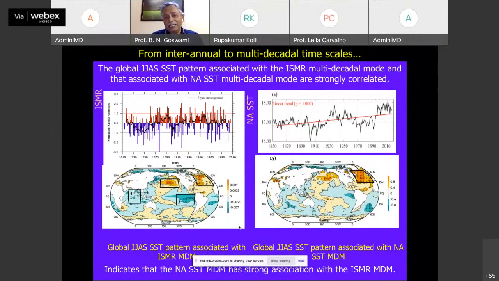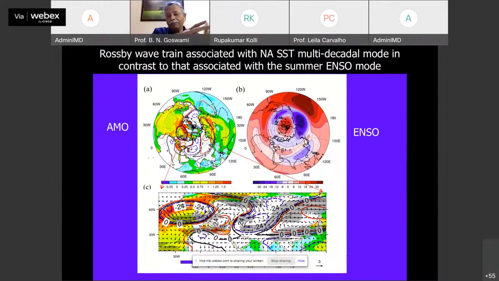So we have found that the same Rossby wave train also influences the multi-decadal time scale. So we did a regression of the multi-decadal component of the monsoon SST on the winds and geopotential height, and it shows exactly the same kind of stationary Rossby wave, which influences, and that part is amplified here in this region. So this same kind of Rossby wave affects the circulation over our region, and that influences the monsoon.